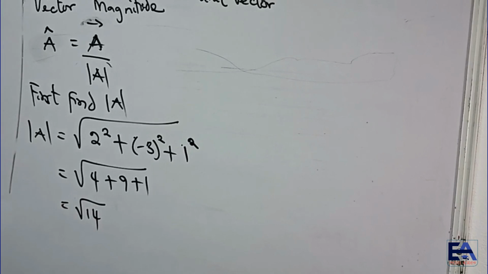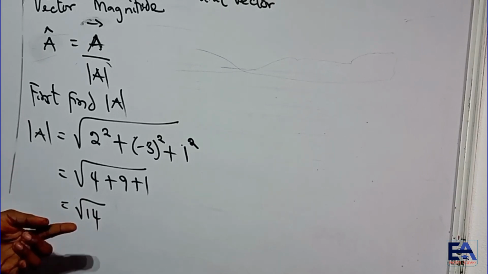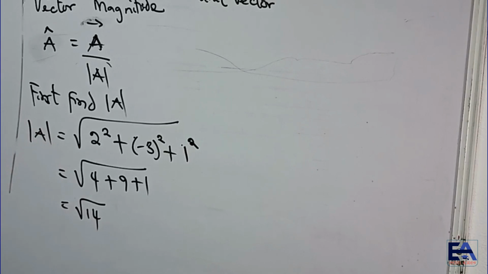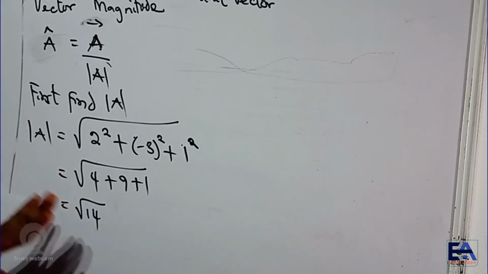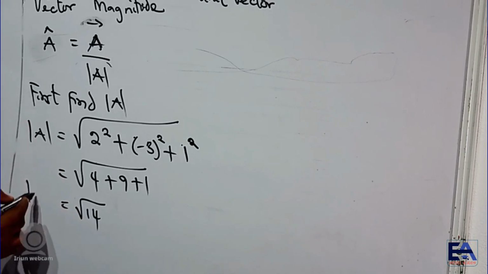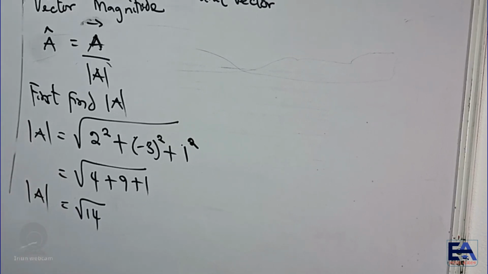I wish we landed at an answer whose square root can be easily found, so that the root will be off. But it's still good. If you solve a question and it lands in a way that you can easily find the square root, it's good. If you cannot find the square root, leave it this way. So the magnitude of A is the square root of 14.